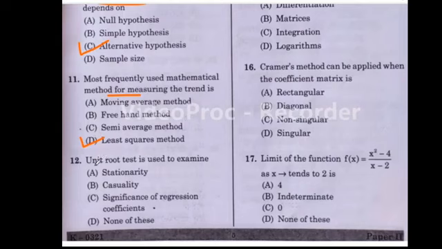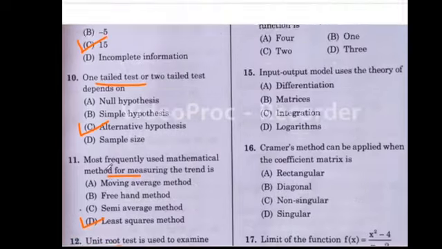So question number 12: Unit root test is used to examine option A stationarity, option B causality, option C significance of regression coefficient, option D none of the above. Yes, here the right answer is option A, stationarity.